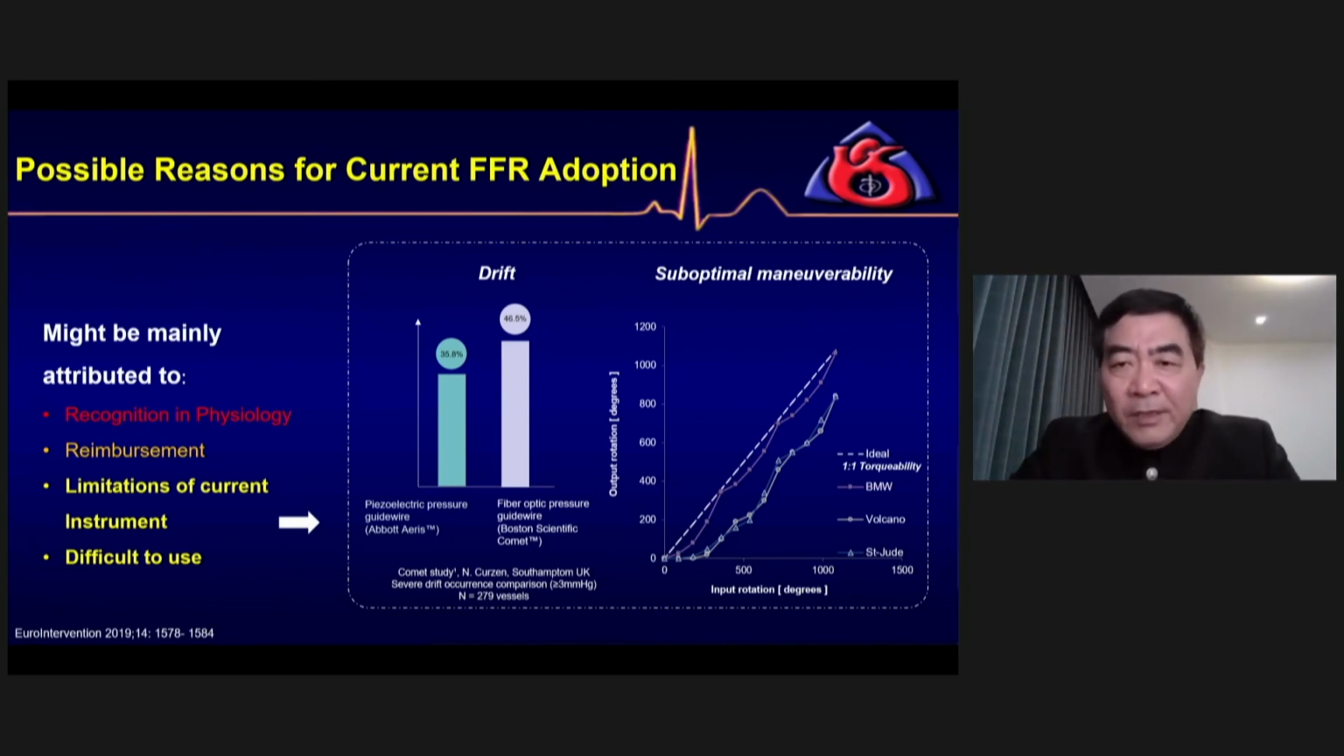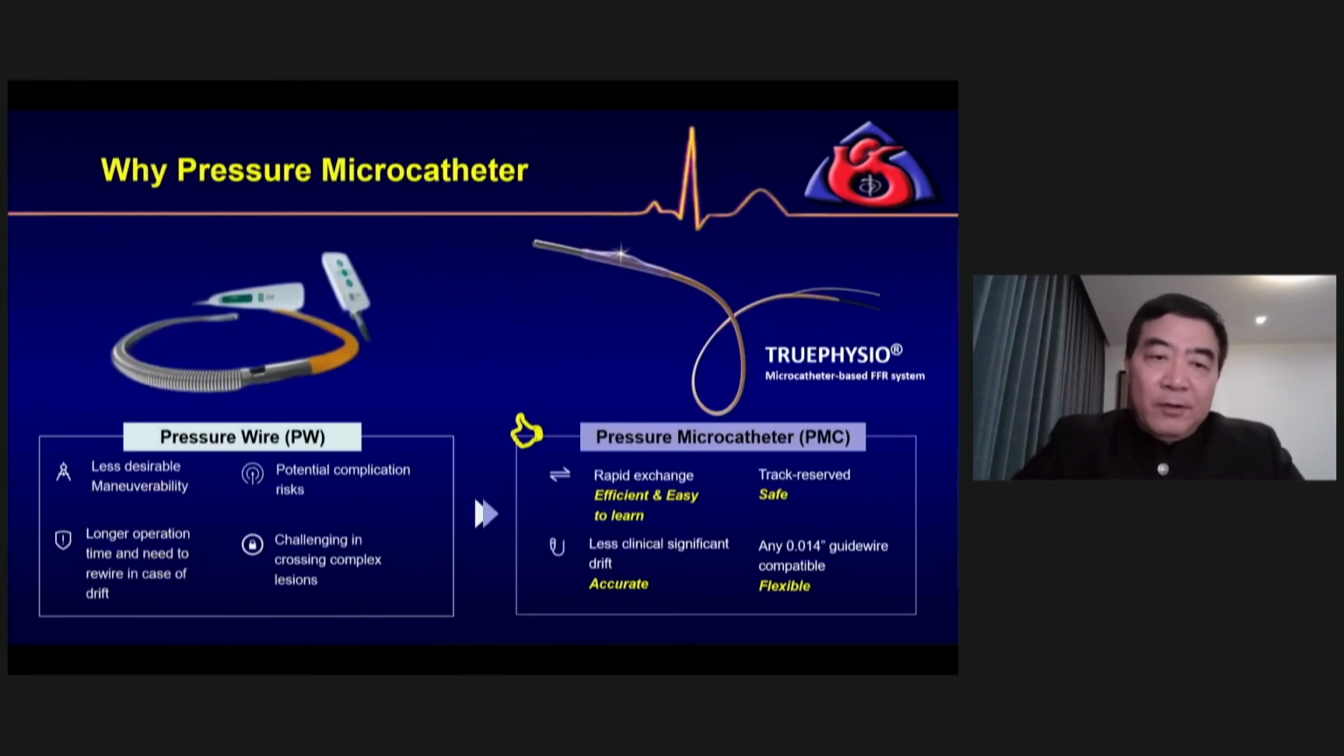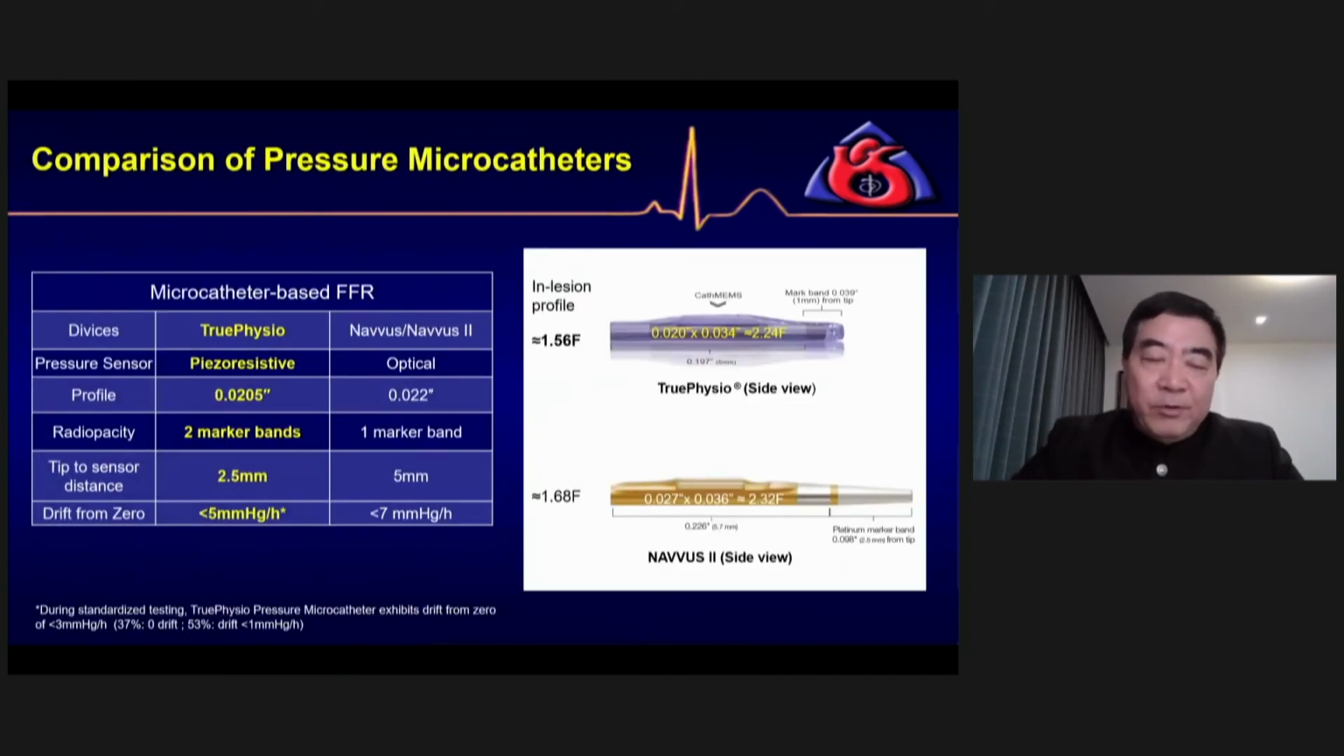Therefore, we developed this pressure microcatheter, as mentioned, and because it has less drift and a very small profile, using this piezoelectric pressure technique, we compared the micro pressure catheter to the pressure wire. We did pilot studies previously, and we compared. This is the device. We compared the true Physio pressure microcatheter and the pressure wire.